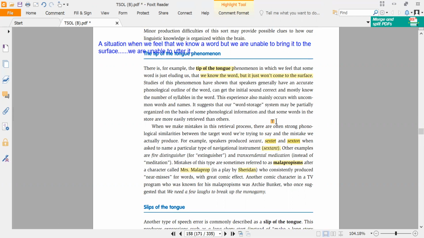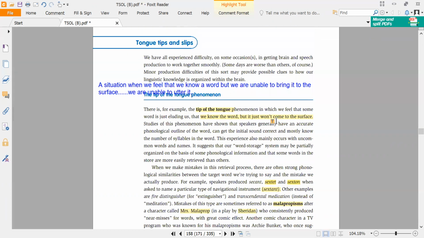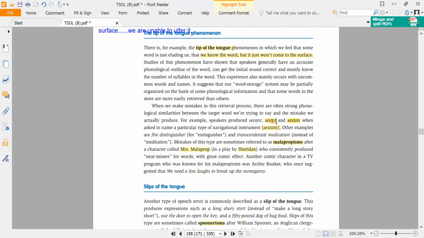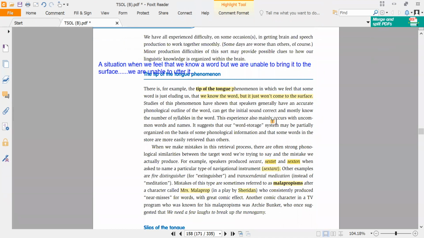A related term to tip of the tongue is malapropism, right? Again, let me repeat. When we feel that we know a word, but we are unable to bring it to the surface, that phenomenon is called tip of the tongue. Sometimes we forget the names of people, sometimes we forget numbers, right? Sometimes we forget names of places. For example, I may forget the name of Los Angeles, so I may say that city, I'm forgetting. It's on the tip of my tongue. You see, we express that hesitation.